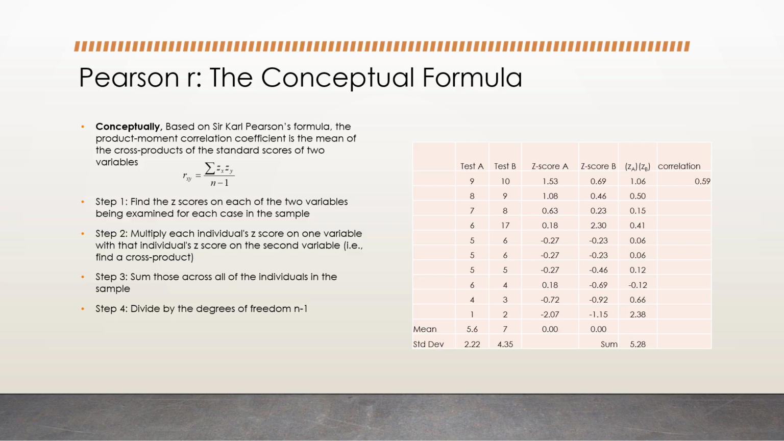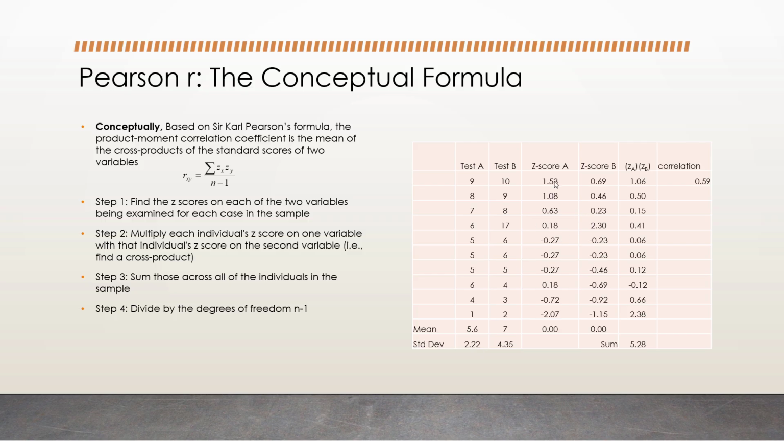In my example, the test A scores have a mean of 5.6 and a standard deviation of 2.22. A raw score of 9 is converted to a z-value by subtracting the mean 5.6 and dividing the difference by the standard deviation 2.22, which gives 1.53.